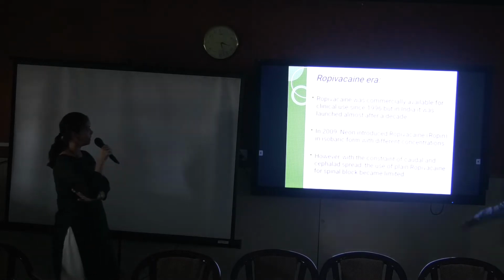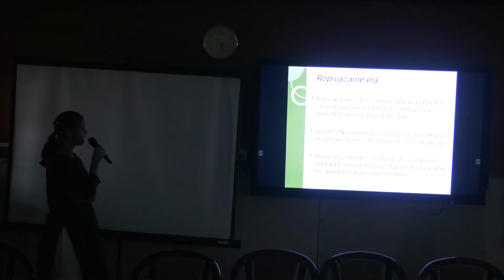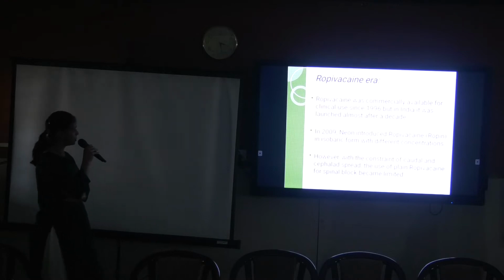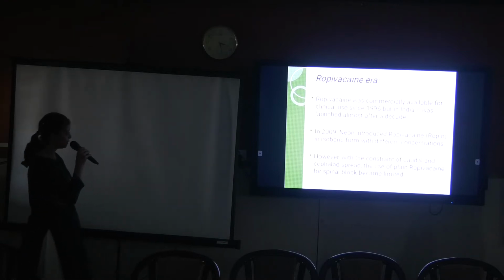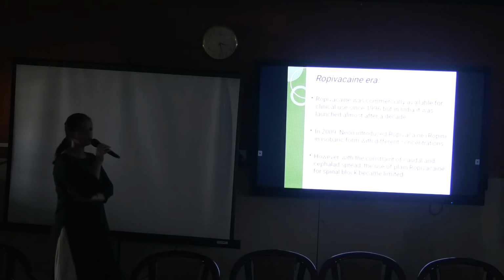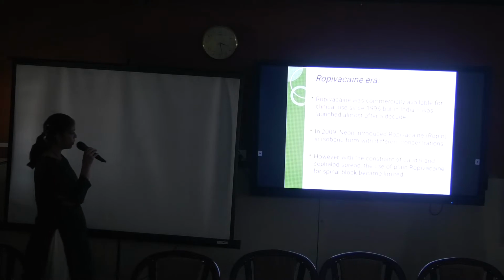So the ropivacaine era. Ropivacaine was commercially available for clinical use in 1996, but in India it was launched almost after a decade. In 2009, Neon introduced ropivacaine, that is Ropin, in isobaric form with different concentrations. They have three concentrations, 0.2%, 0.5%, 0.75%. However, with the constraint of caudal and cephalad spread, the use of plain ropivacaine for spinal block was limited.